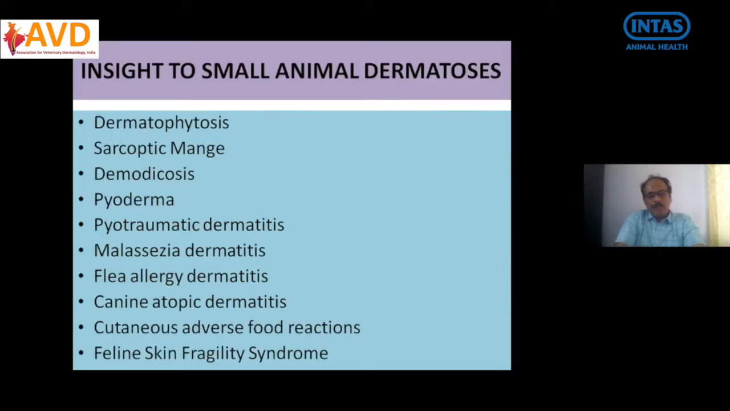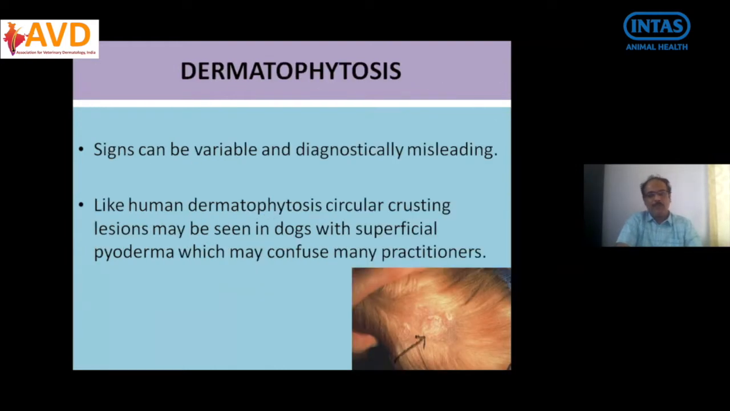So today we are going to discuss various dermatological conditions like dermatophytosis, sarcoptic mange, demodicosis, pyoderma, pyotraumatic dermatitis, Malassezia, flea allergy dermatitis, canine atopic dermatitis, cutaneous adverse food reactions, and feline skin fragility syndrome. So we will move one by one. And the first one is dermatophytosis.